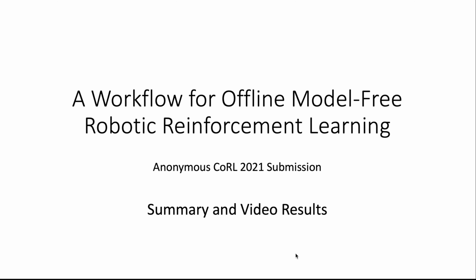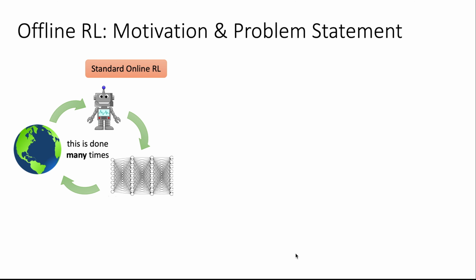a workflow for offline model-free robotic reinforcement learning, and present some real-world experiments to validate our approach. Standard online reinforcement learning typically maintains a tight loop between interacting with the environment to collect on-policy rollouts and training neural network controllers. This requirement for active data collection from scratch each time a robot is trained makes it extremely prohibitive to train effective and generalizing policies, especially in scenarios where data collection is expensive or unsafe.